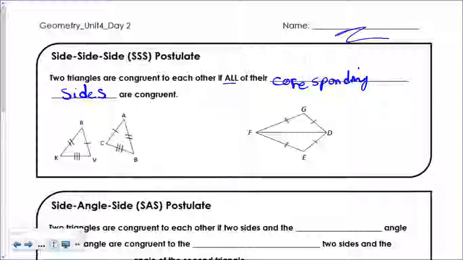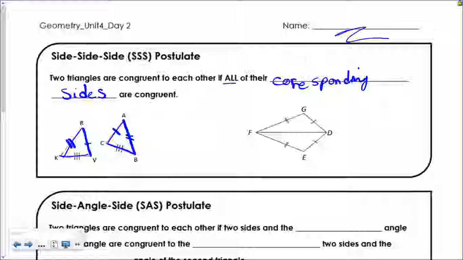For example, in this picture, I have the single mark side right here. I have a corresponding side that's congruent to that in the other triangle. That's one set of congruent sides. I have the double mark, which is over here. That's 2 sets of congruent sides. And then the third one right here with the triple mark, those are also congruent. If you have 3 sets of congruent sides, then you know that the full triangles are congruent. That's all it really is.